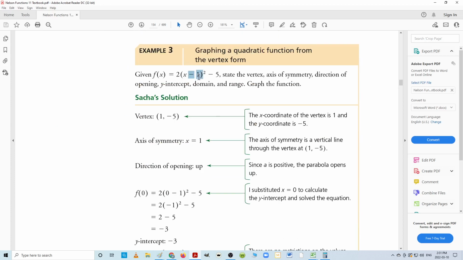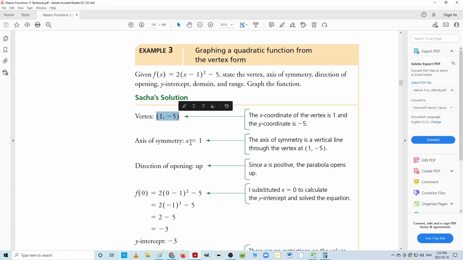So the vertex here is 1, comma minus 5. The axis of symmetry is going to be the same as the vertex, so x is equal to 1. The direction of opening, this is positive, so it's up. The y-intercept is when x is 0, so we can figure that out. Minus 1 squared is 1, times 2, 2. Minus 5 is minus 3, so it's 0, comma minus 3. The domain is going to be x-er, but the range, because this is an upward-facing parabola, is going to be y is bigger or equal to minus 5.